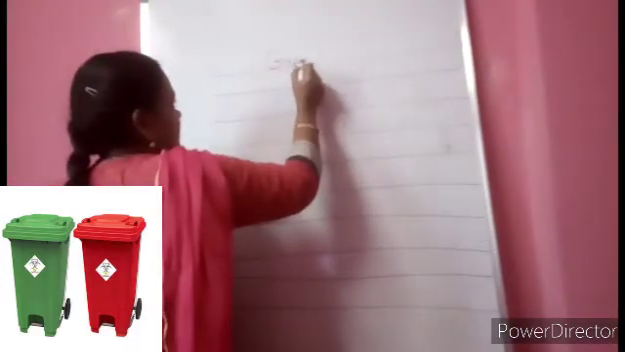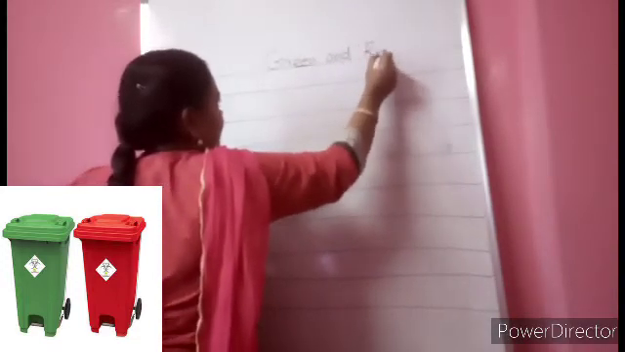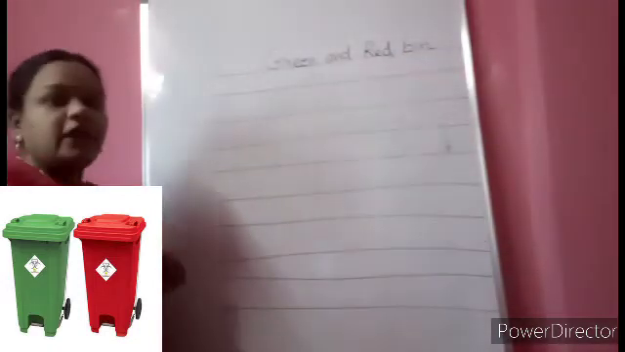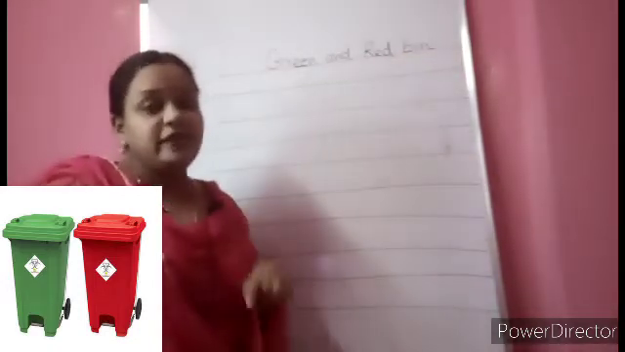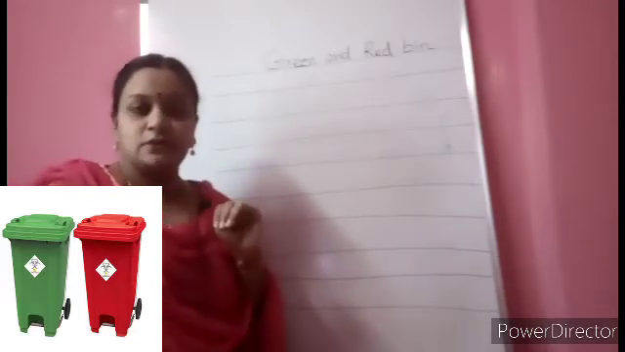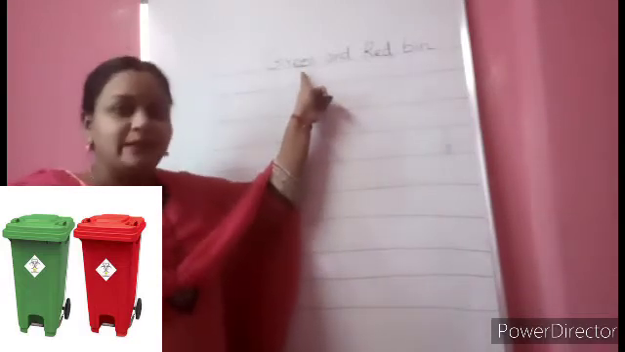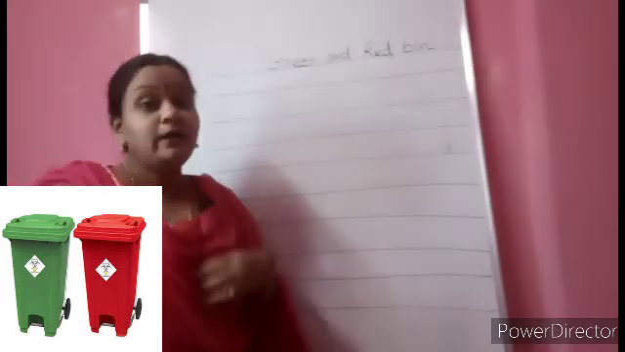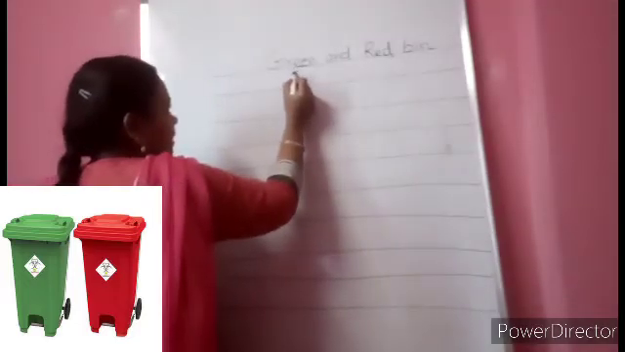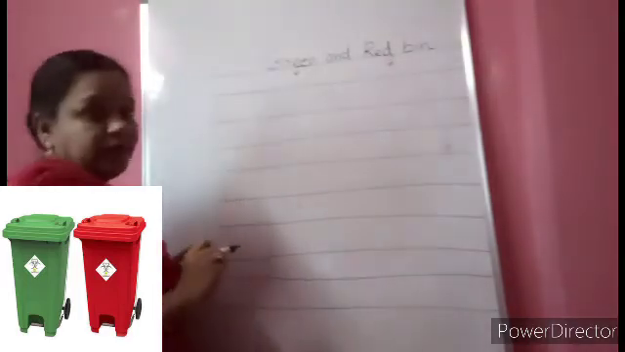green and red bin. Yes, so children, very interesting and very important part of waste disposal. So now different wastes are shown to you. Some of them should go to the green bin, some of them should go to the red bin. Let us see which should be kept in the green bin, which should be kept in the red bin.